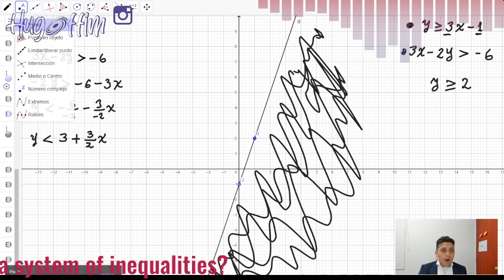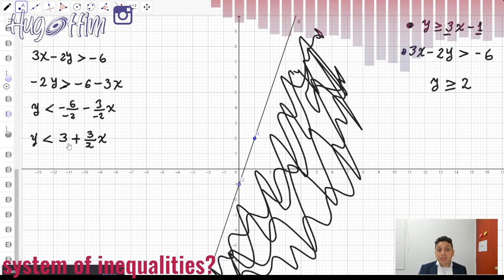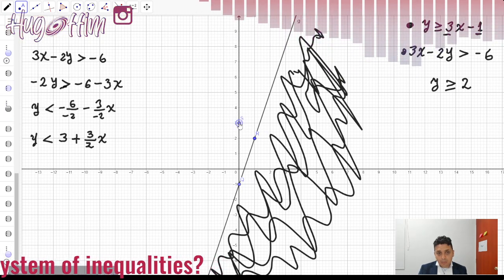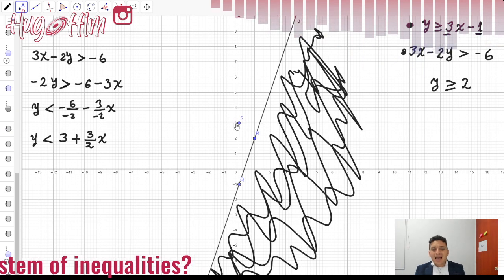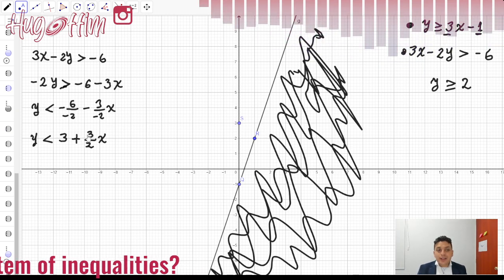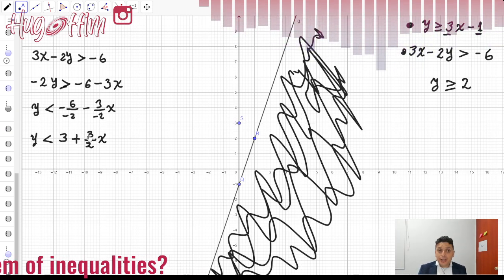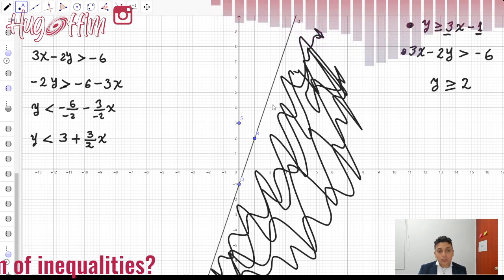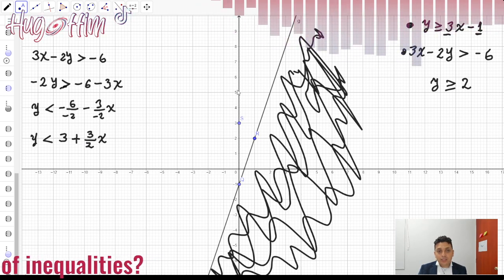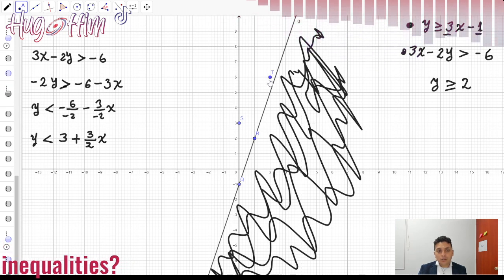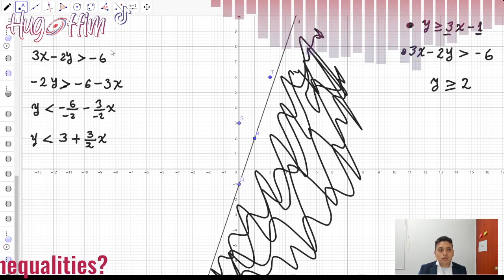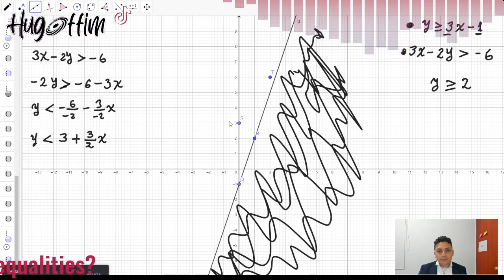So I'm going to plot it. What will be the y-intercept? The y-intercept is going to be 3. So I'm going to put a point on 3. And now the gradient is 3/2. So it means that if I rise 3, I should run 2. So I'm going to rise 3, 1, 2, 3, and I'm going to run 2, 1 and 2. Okay, so I already have my 2 points. Now I'm going to draw my line.